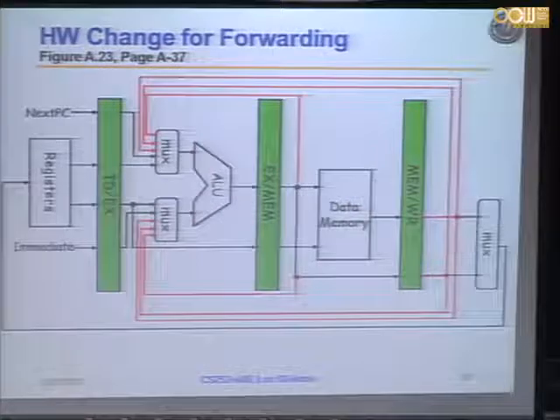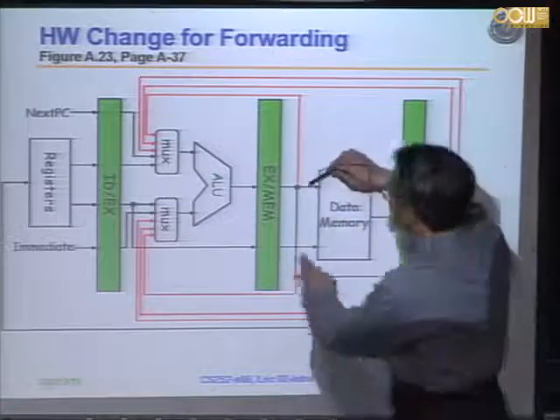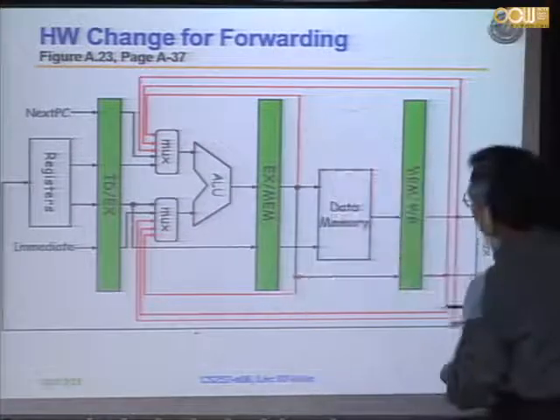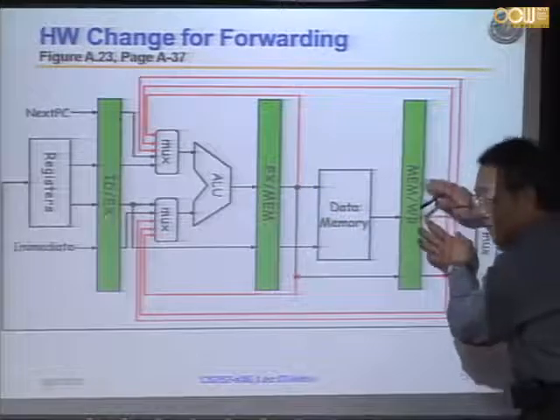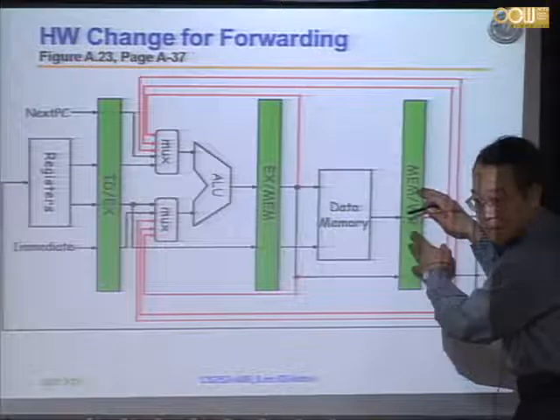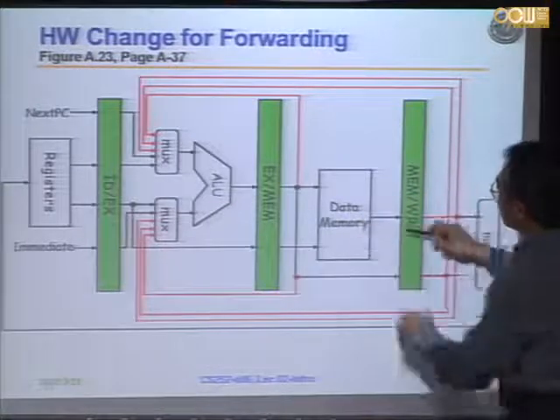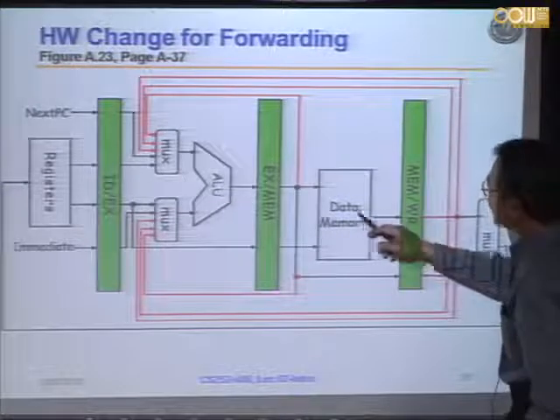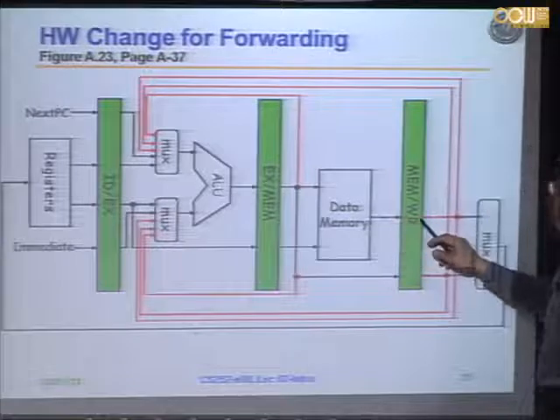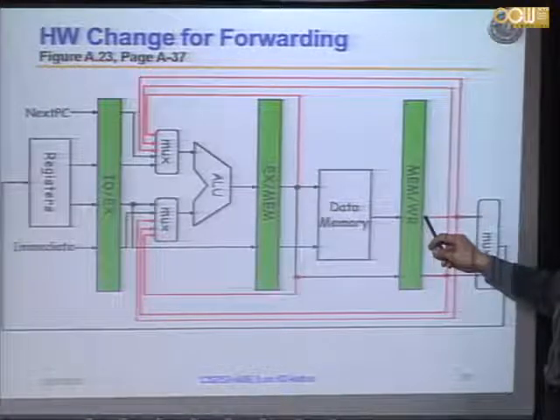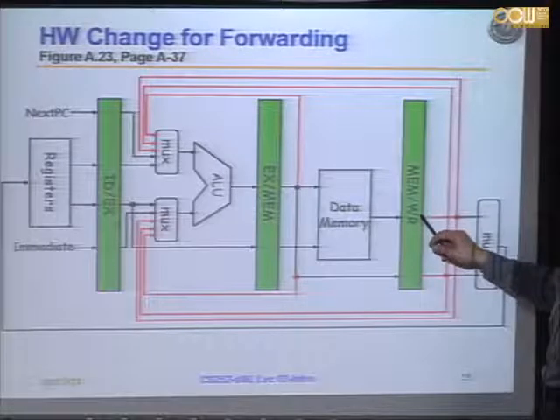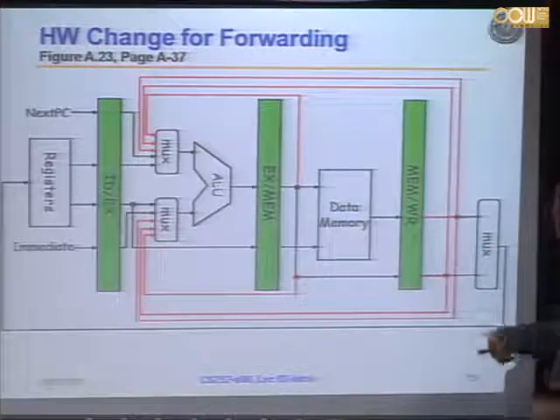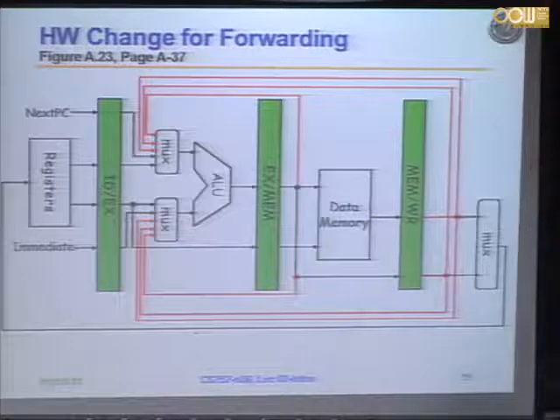With forwarding, my result can come from the ALU output, but after another cycle time, it can come from the register, the loaded memory data. Maybe my instruction is a load, and this loaded data is going to be used by the immediately next instruction.